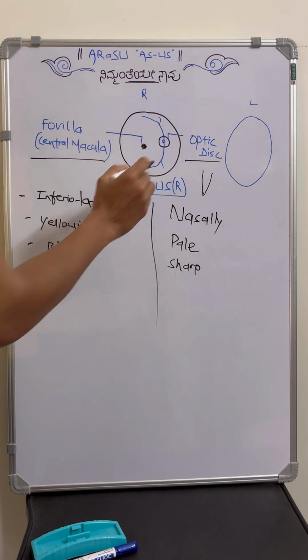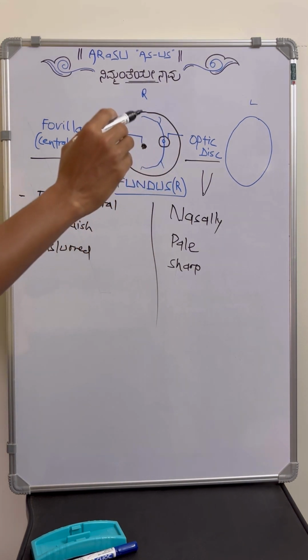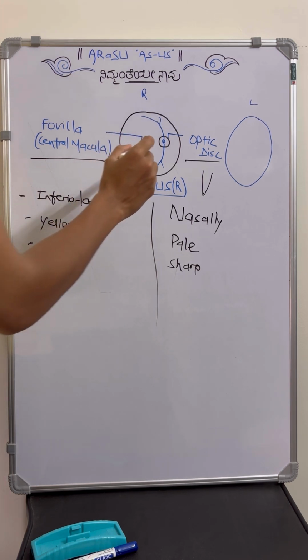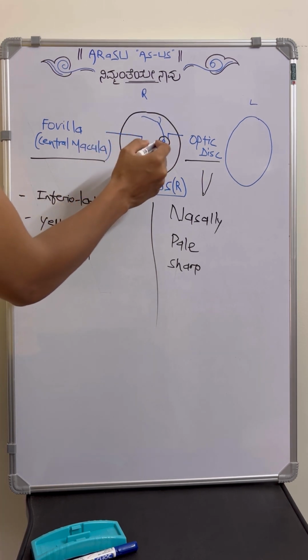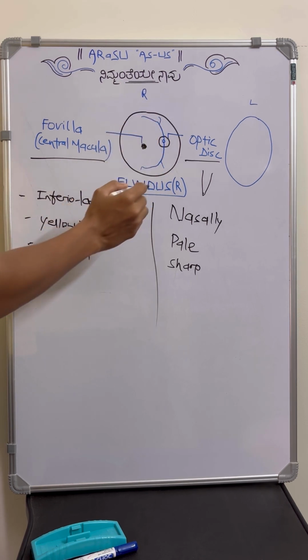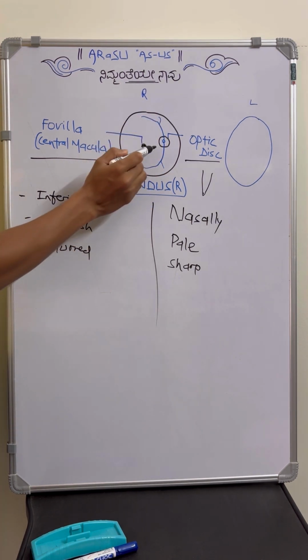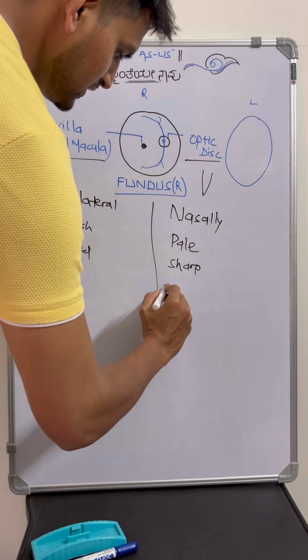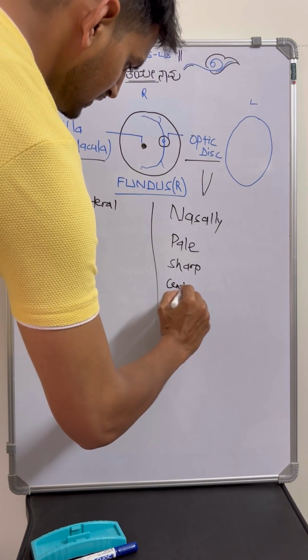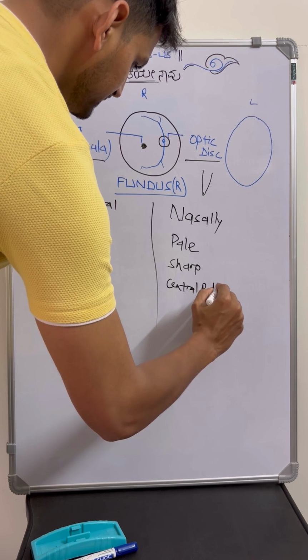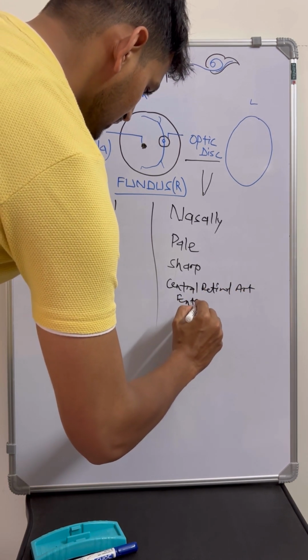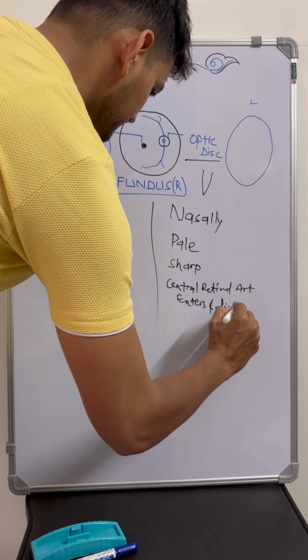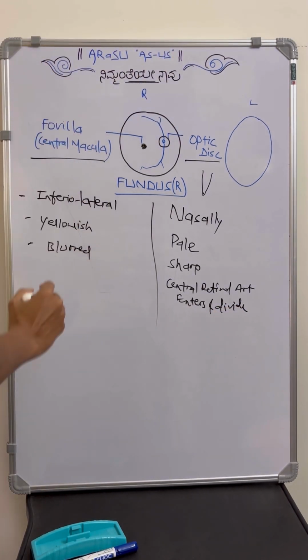Then the optic disc is the structure from where the optic nerve begins. And this is the structure where the central retinal artery will enter and it will divide into superior and inferior divisions, as we can see in the picture. So the central retinal artery enters and divides here. Whereas the fovea is an avascular structure.